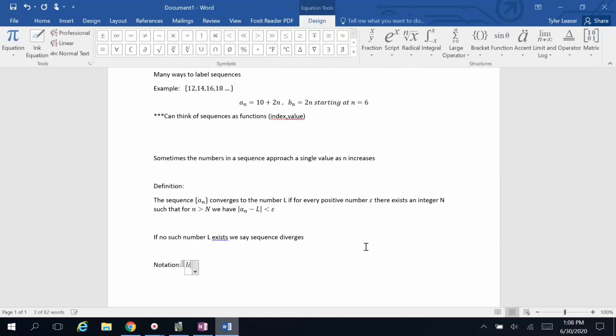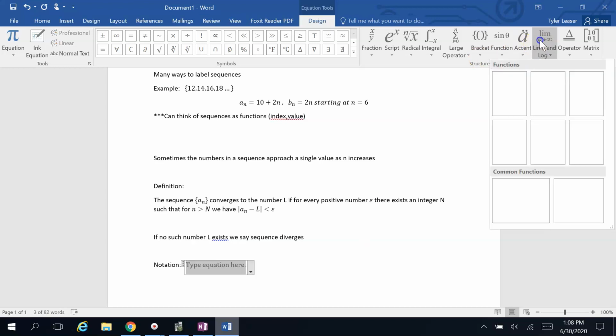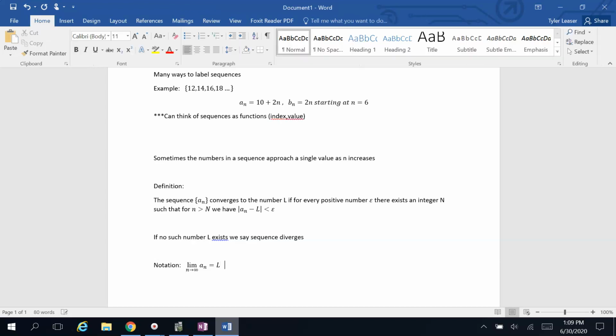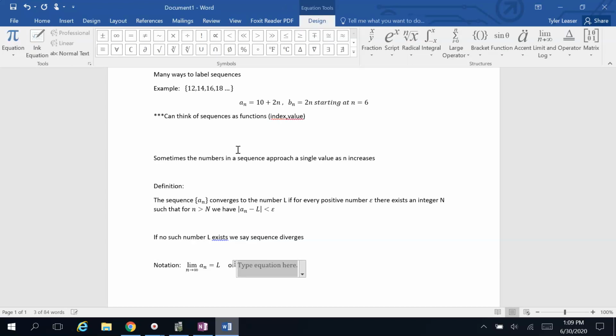Our notation is the limit as n goes to infinity of my sequence values a sub n equals L. That's how we write that. It's a little bit awful to write, so there is a shorthand way of writing it: we just say a sub n approaches L. This is usually how I'll write it. This means the sequence has a limit and it converges to L. Great.